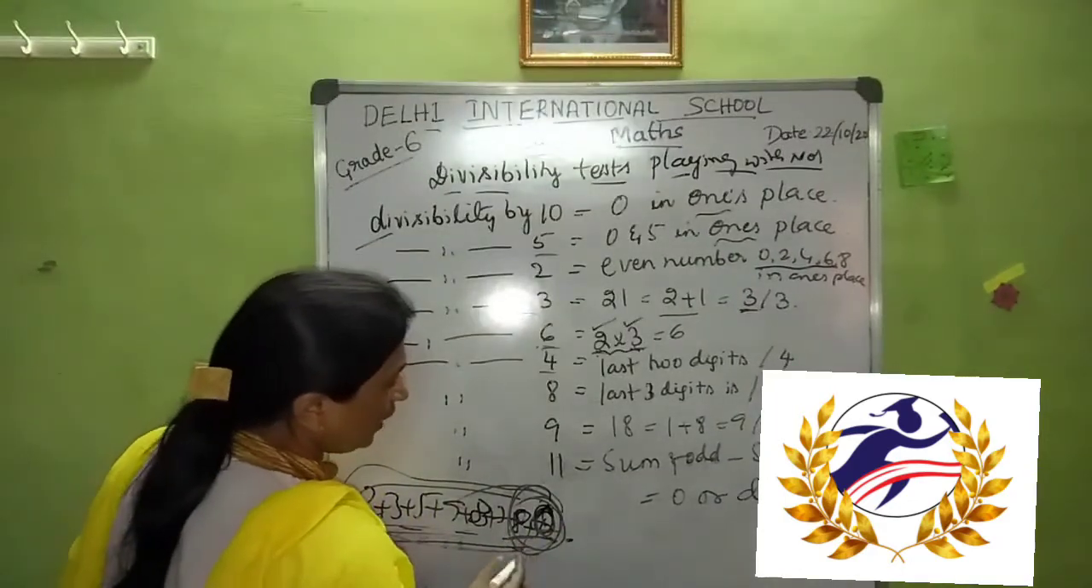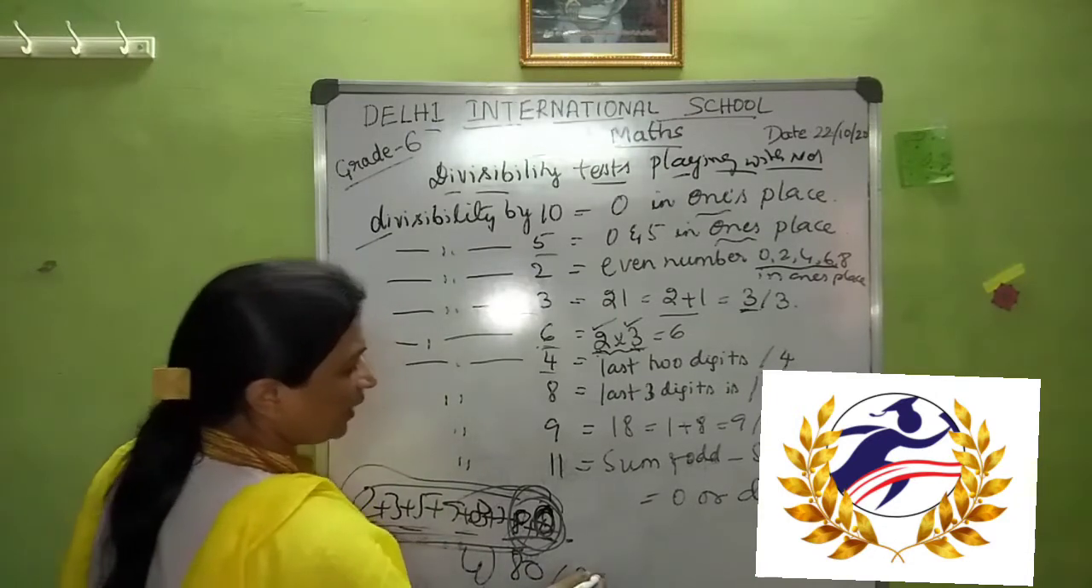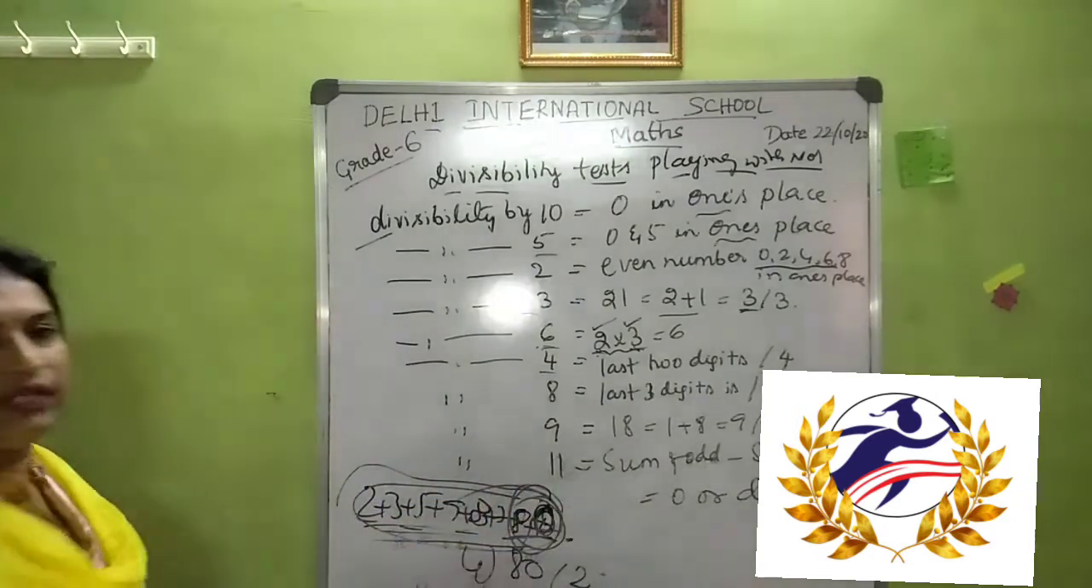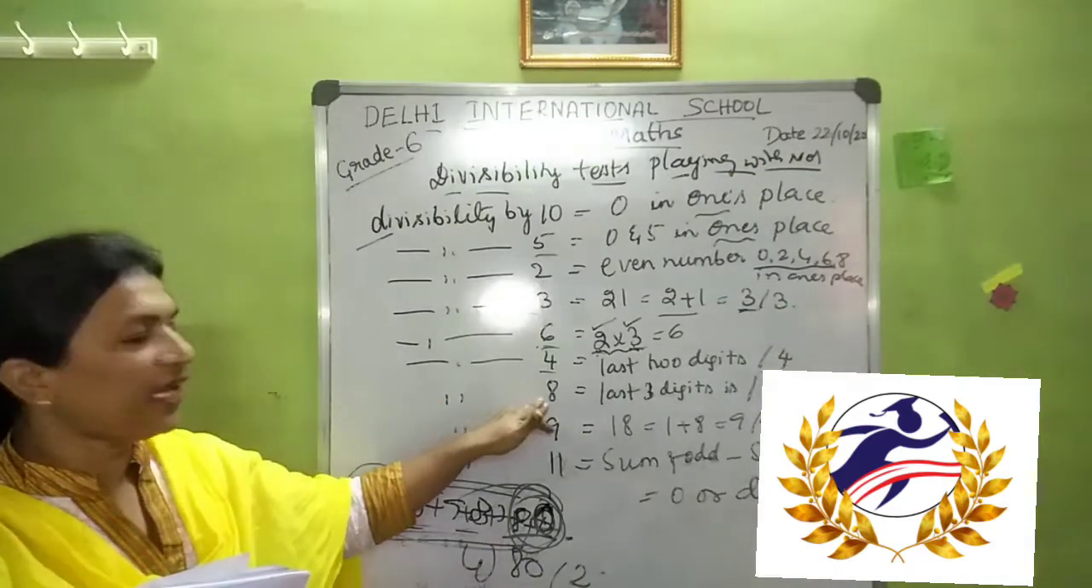When the last 2 digits, here 80, are divisible by 4, definitely the whole number will be divisible by 4. That's the rule.